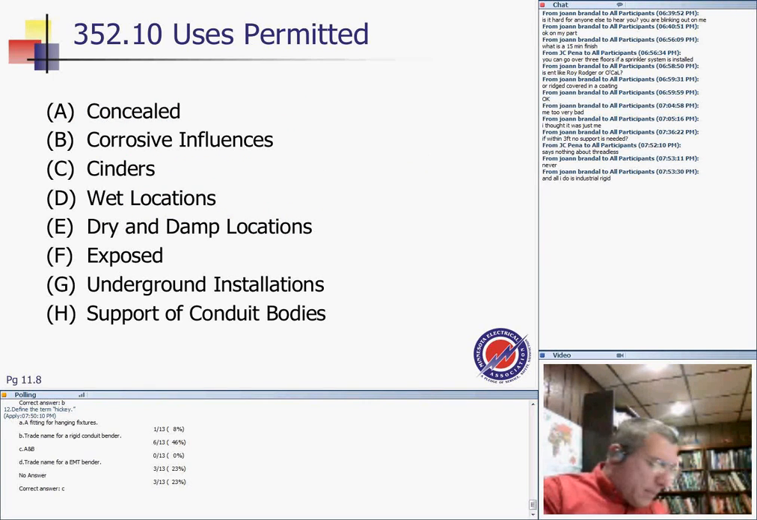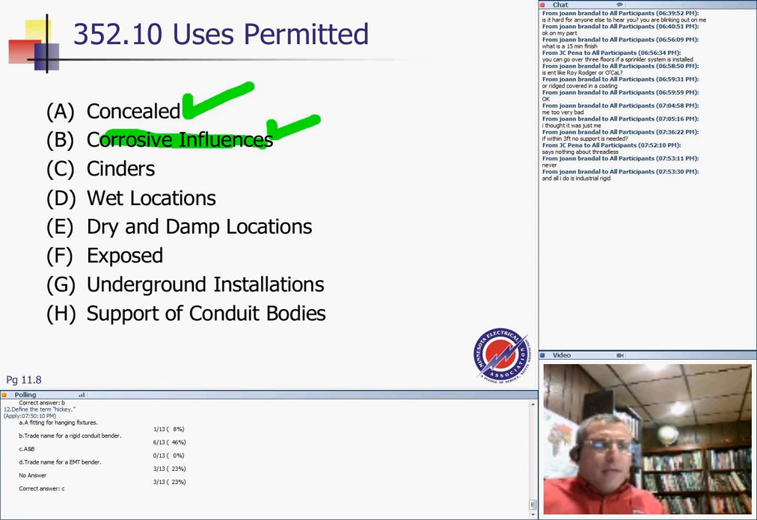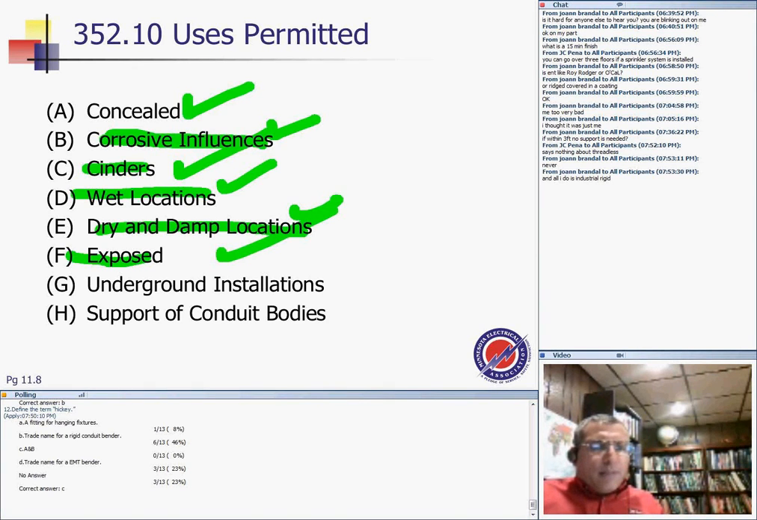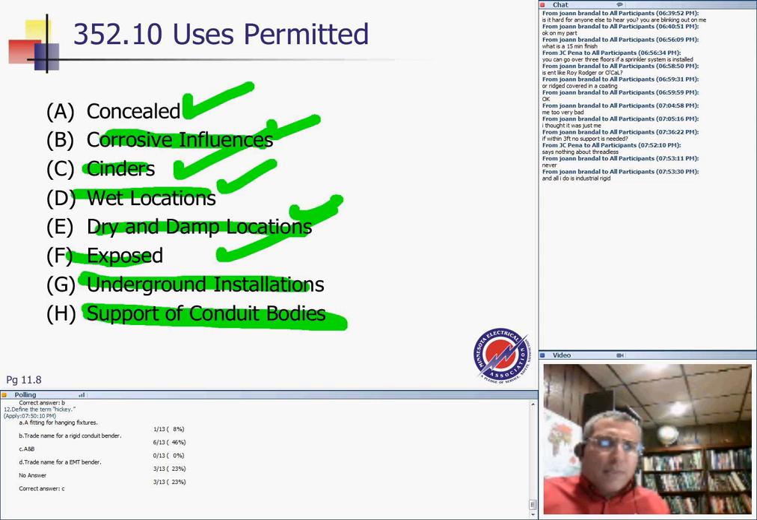I'm looking at the PVC article over page 197. You can use it, no problem. Corrosive environment, that's the reason why we have it. Corrosive environment, cinder, no problem. Wet location, bring it on. Dry location, that's even better. Exposed, yep. Ground, that's why we invented it. Support of other conduits, yes. There are some restrictions in support of fixtures and so forth, but for the most part, you support other conduits with it.